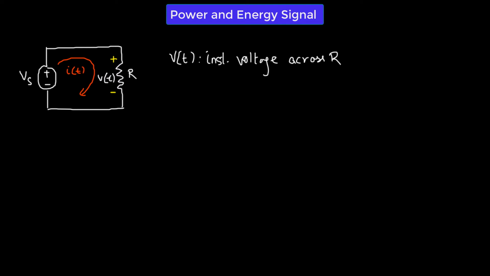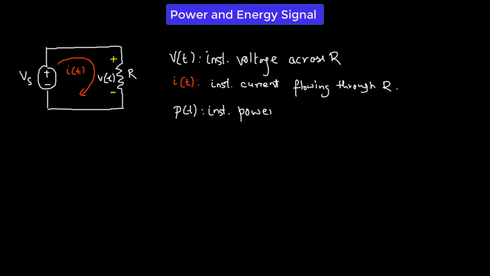So here our current I of t is the instantaneous current flowing through the circuit, or simply we can say flowing through the resistor R. So now that we have the information of the voltage across the resistor R and the current flowing through it, we can find out an expression for the instantaneous power.